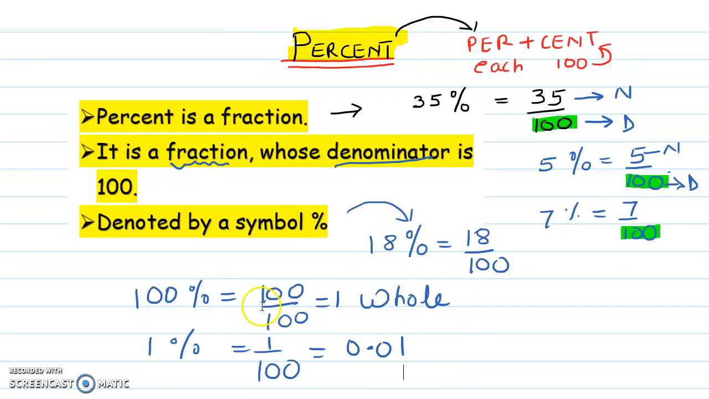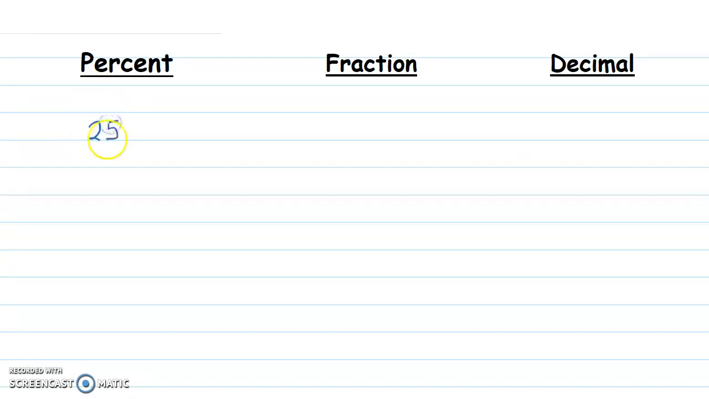Let's go for a little more questions, and I'll explain in more detail. Here we have percent, fraction and decimal. 1% you can convert into a fraction and into a decimal. So let's say it is 25%. If we write 25% as a fraction, what are you going to write? Yes, that's right, 25 over 100.